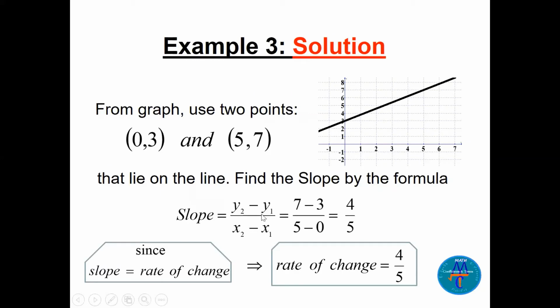y2 minus y1 divided by x2 minus x1, 7 minus 3 over 5. 4 over 5 is the slope. So what do I need? The rate of change, which is the slope.